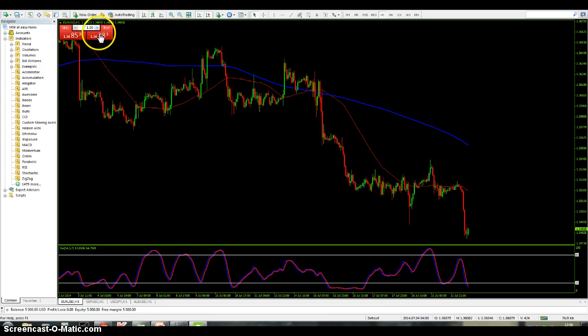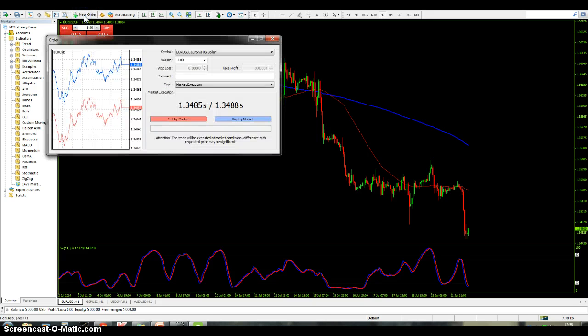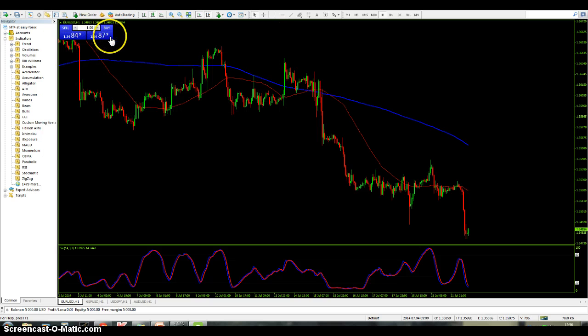I like one-click execution, which means all I need to do is hit this button here and that'll automatically bring me into the market, as opposed to most brokers: hit the new order window, hit the buy or sell, confirm. That's 3 clicks before I'm actually in the market, and you can actually lose a few pips before you're actually in the market. So I like 1-click execution at the price that I want.